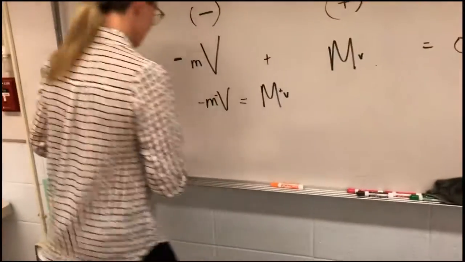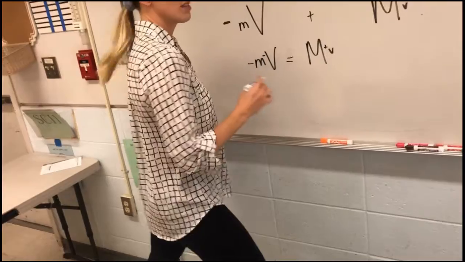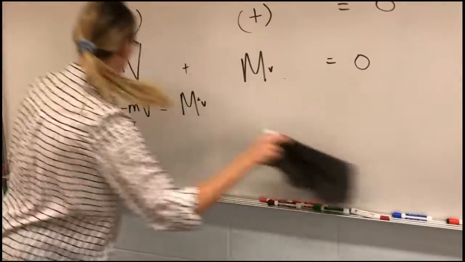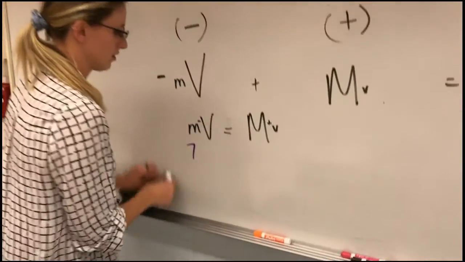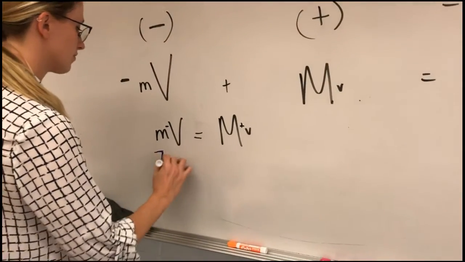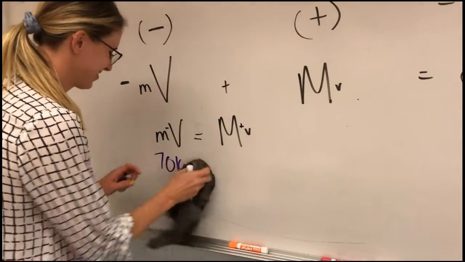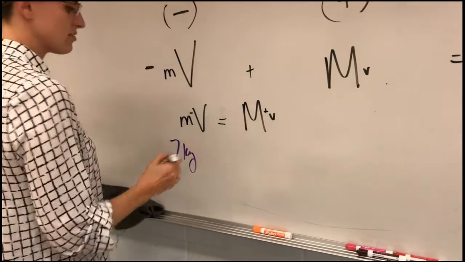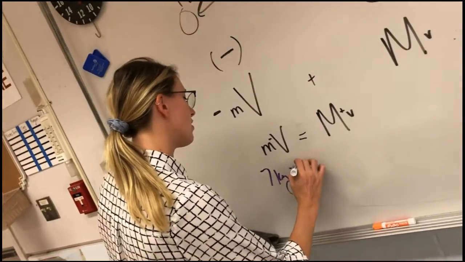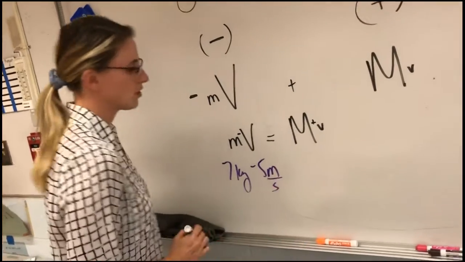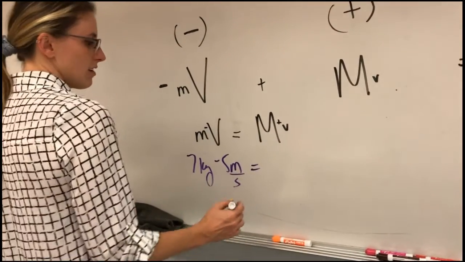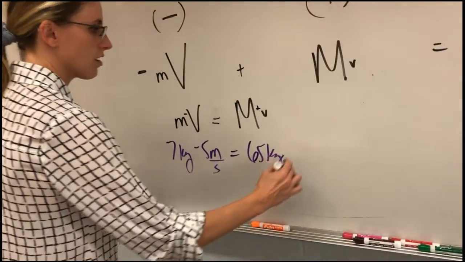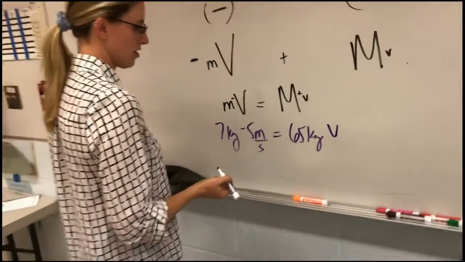Let's say that the bowling ball has a mass of 7 kilograms. And let's say the velocity is negative 5 meters per second. And the mass of you is what, 65? I think I'm 65. And we want to find out how fast you were going. How can we solve for how fast Miss Mo was going?